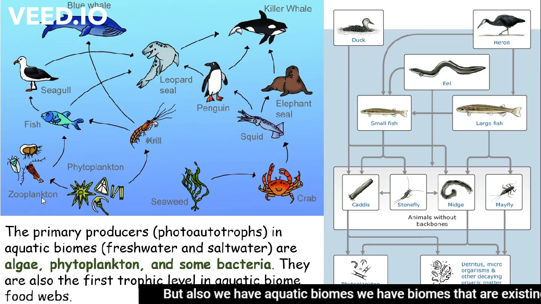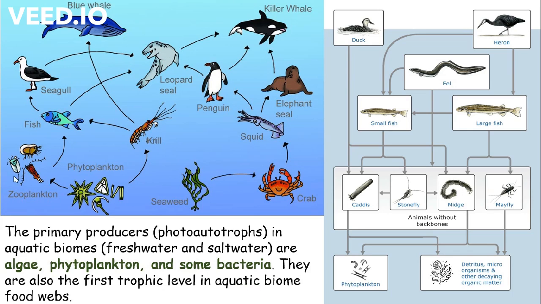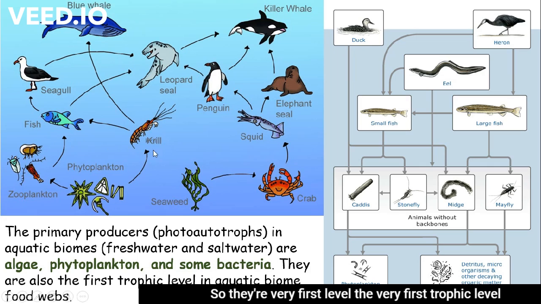But also we have aquatic biomes. We have biomes that are existing in water, like freshwater, saltwater. So their very first level, the very first trophic level, are also primary producers, photoautotrophs. However, they're not going to have plants or trees. They're going to have algae, phytoplankton, and also seaweed, and even some bacteria are going to be the base of the food web.